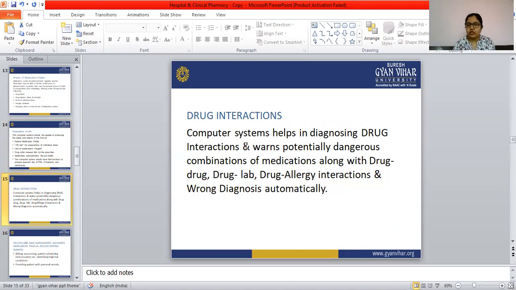So the computer system can warn of dangerous combinations of medication. If the pharmacist searches for dangerous combinations of medications, they can find out from the computer, because the computer contains all the databases regarding the interactions. Drug allergy interactions, drug interactions, all of these are done with the help of the computer. So the computer is a very important, major part of pharmacies, clinical pharmacy, and hospital pharmacies.